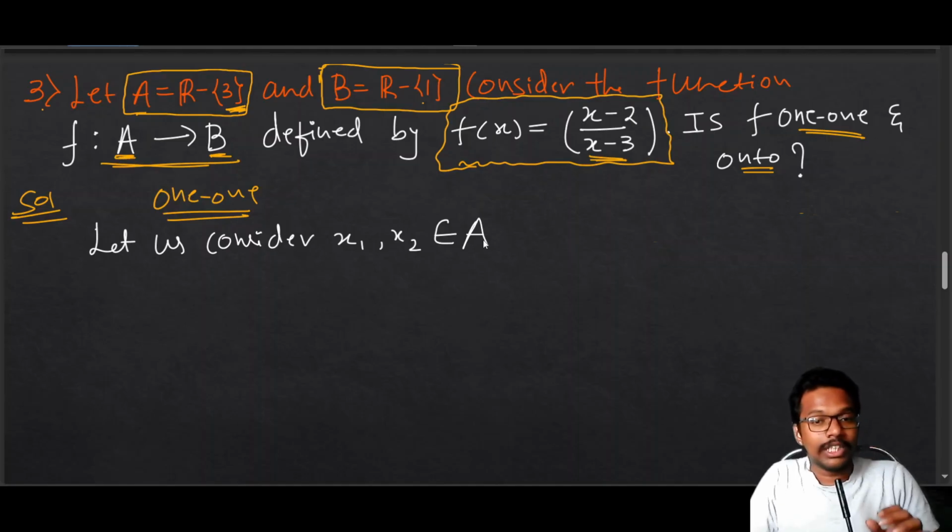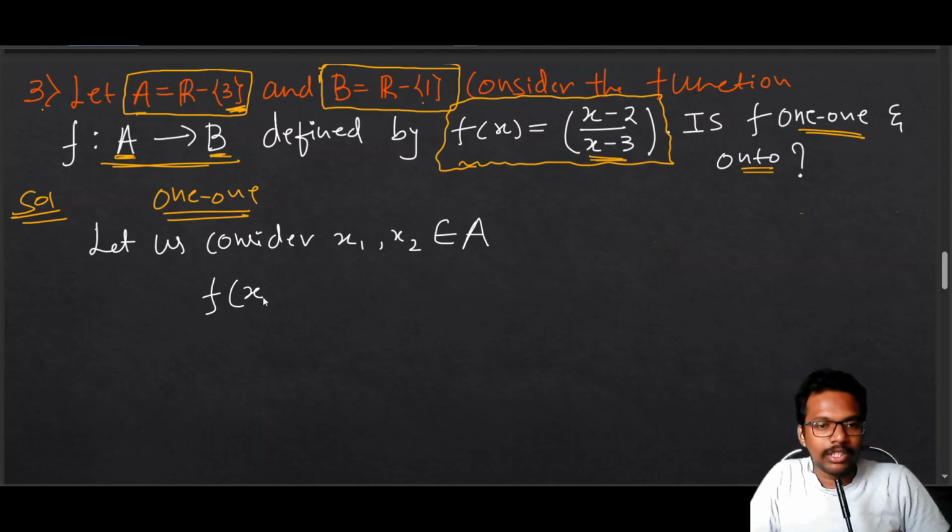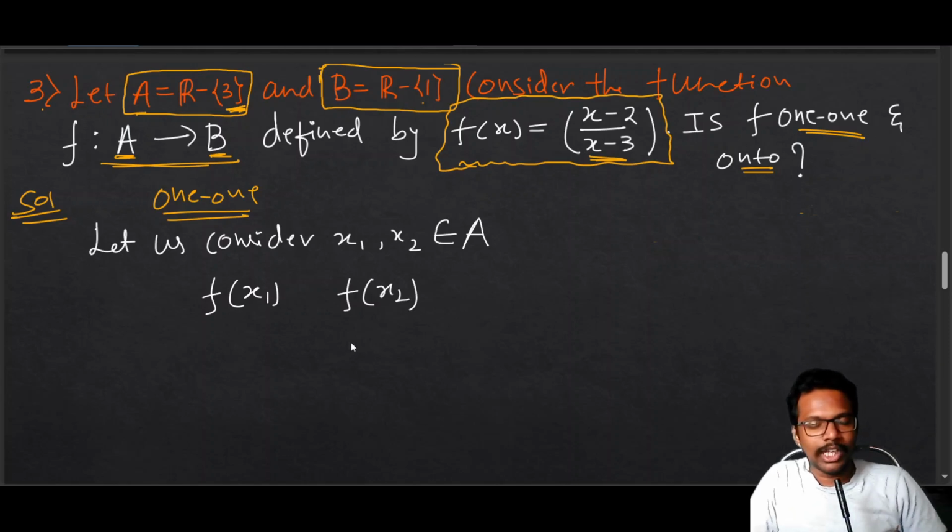For A, what is the set? We have to remember, A contains real numbers except 3. All real numbers are there, but except 3. I already told why they removed 3. So let us consider x1 comma x2 belongs to A. Next, for this x1 there will be an image in codomain, f of x1. For this x2 there will be an image in codomain B, f of x2. For two elements in the domain, there will be two images in the codomain, because it is the definition of a function.